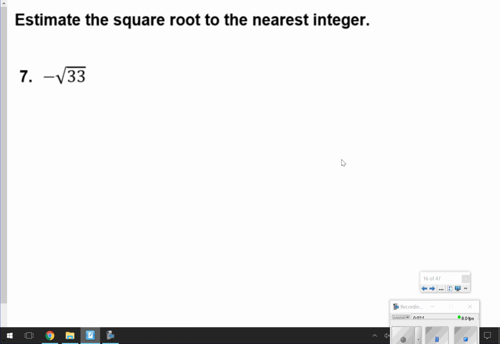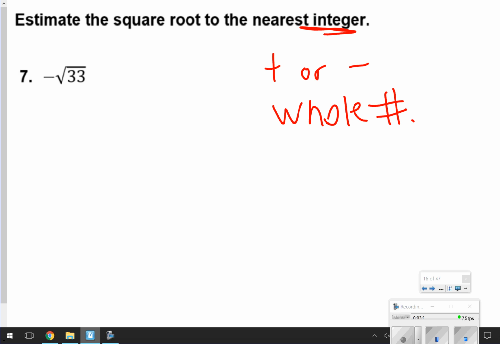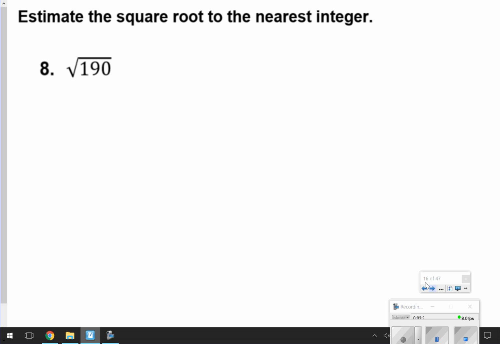Number 7, to the nearest integer. Remember, an integer is a positive or negative whole number, so it didn't actually ask you to change it to a decimal here. The negative square root of 33, I would estimate is closest to negative 6, because the square root of 36 is 6, and this one's only 3 steps away from that. So your answer for number 7 should be negative 6.